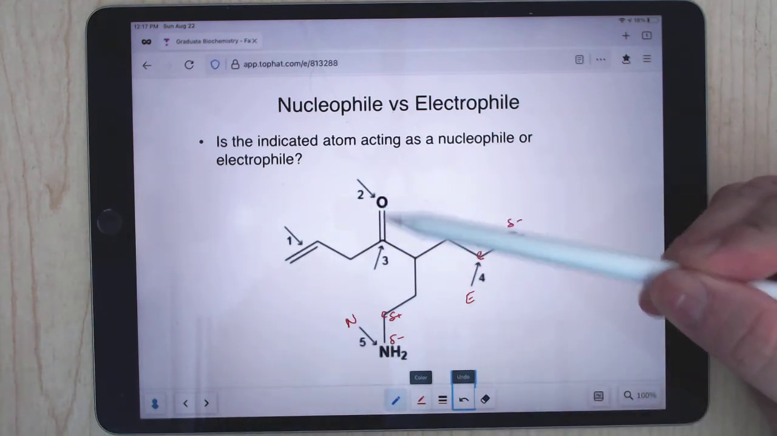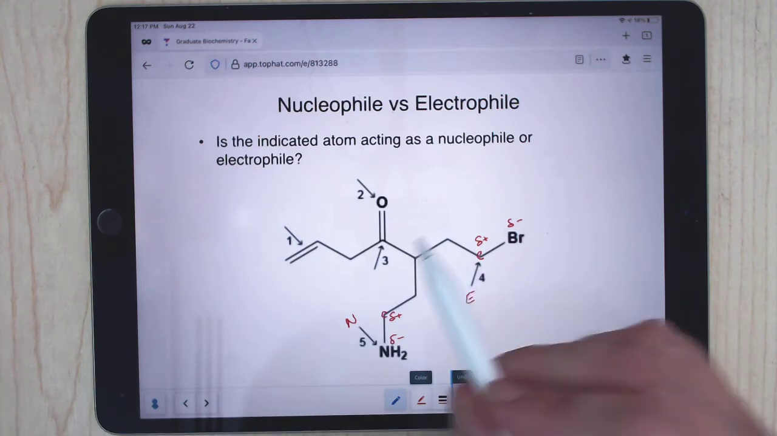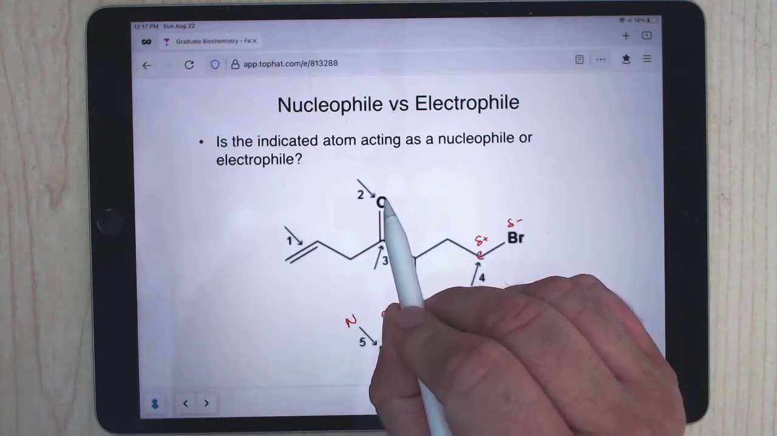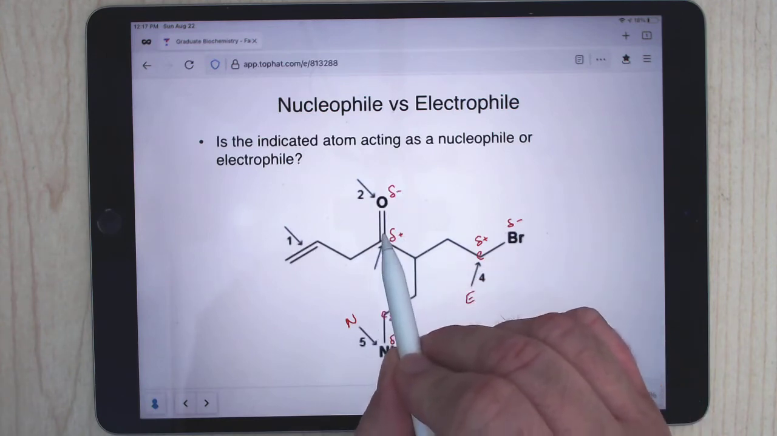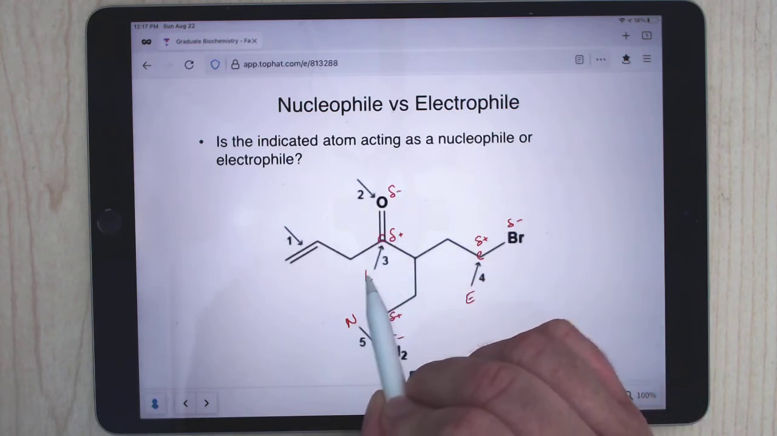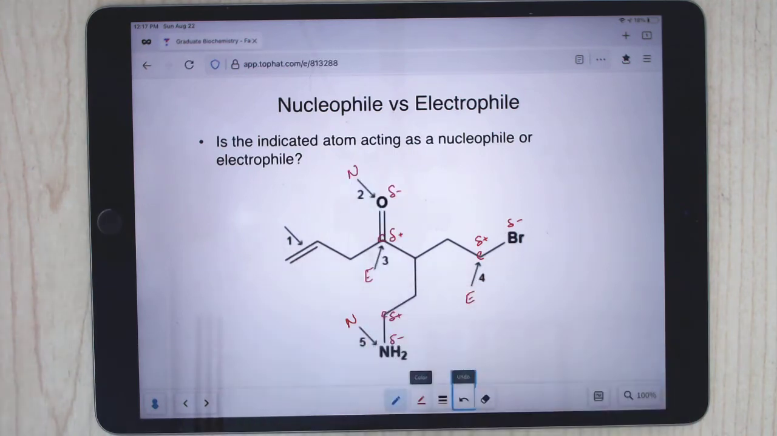Now for this C=O bond here. It doesn't necessarily matter when you're looking at polar covalent bonds if it's a single, double, or triple bond. We're just looking at the difference between the elements themselves. Oxygen is more electronegative than carbon, so the carbon is partial positive. This is partial negative, so that means this carbon here is going to be an electrophile. The oxygen is going to be the nucleophile.